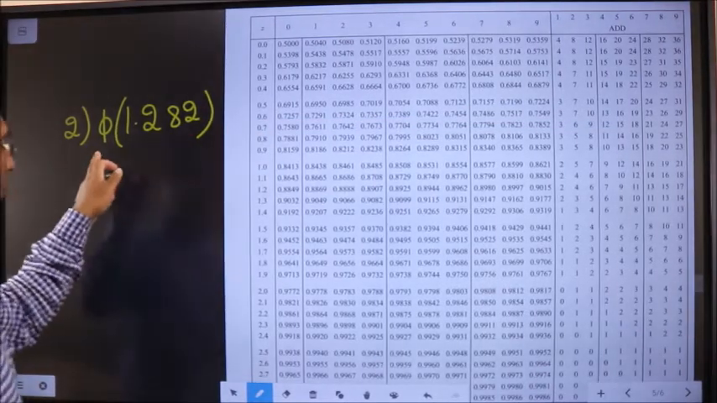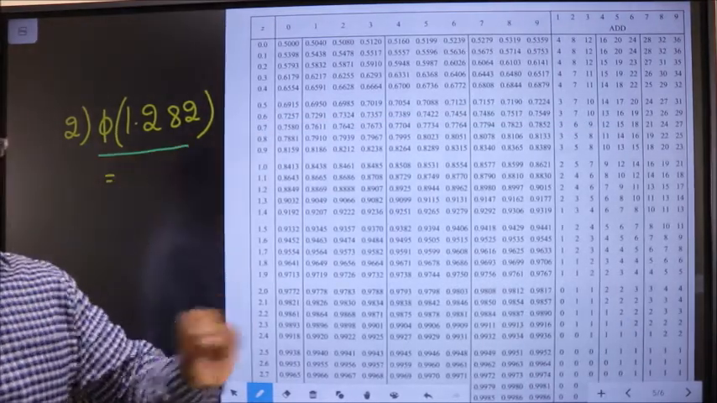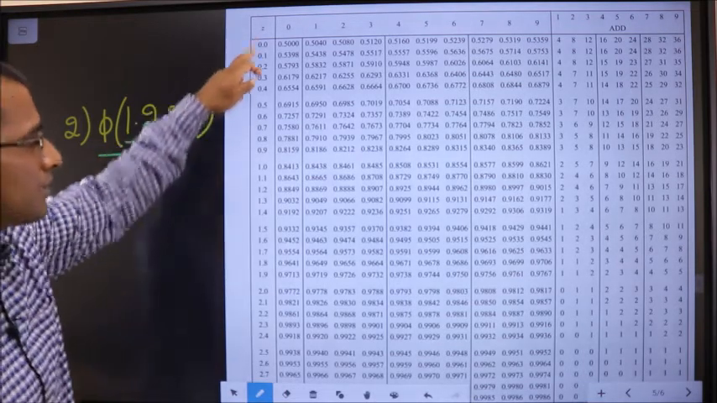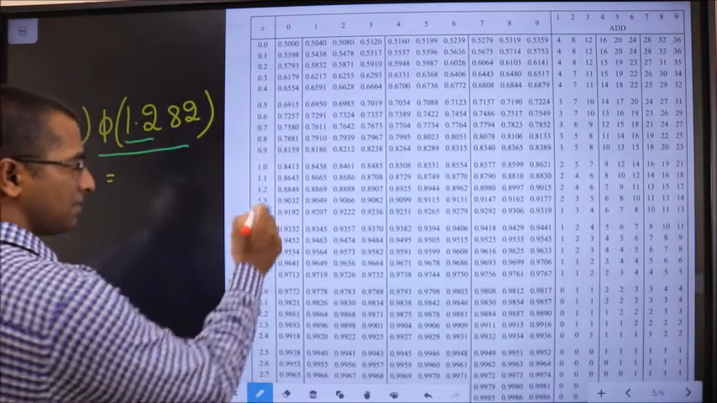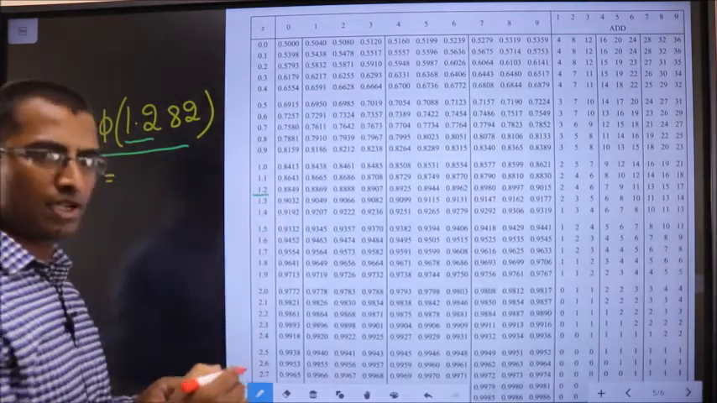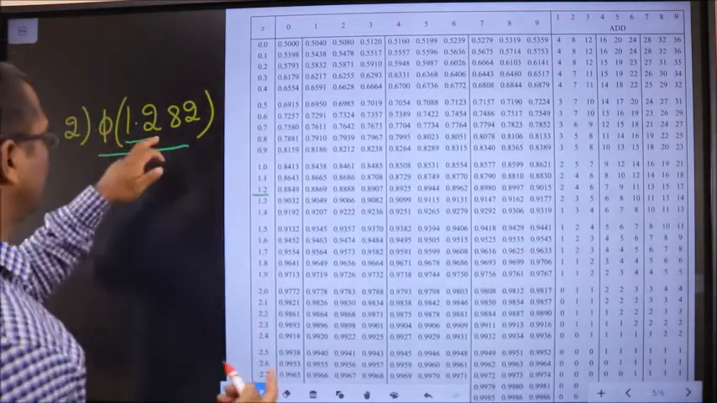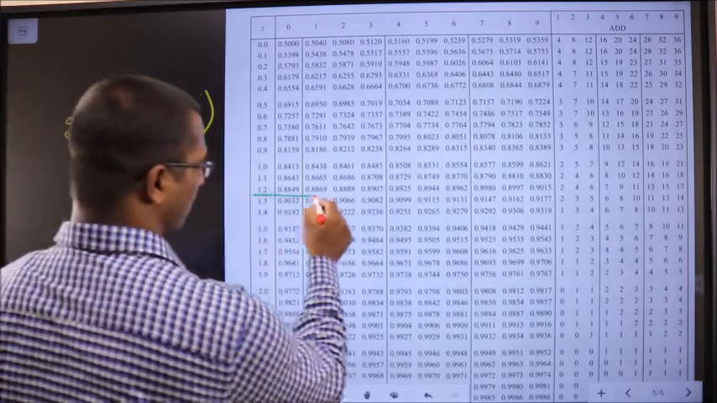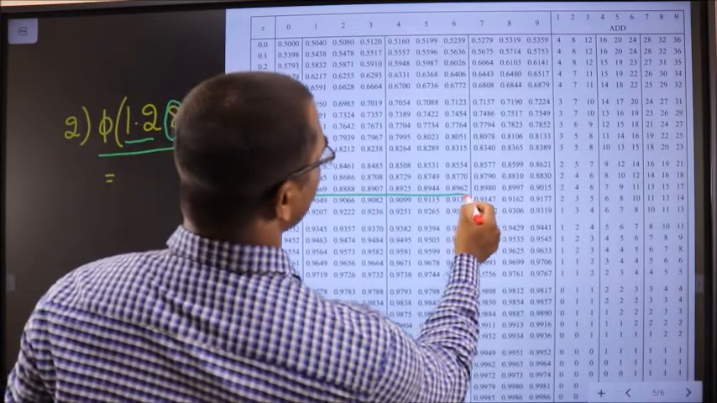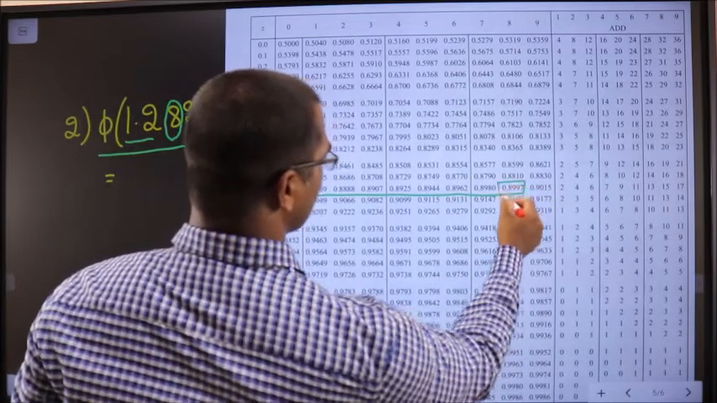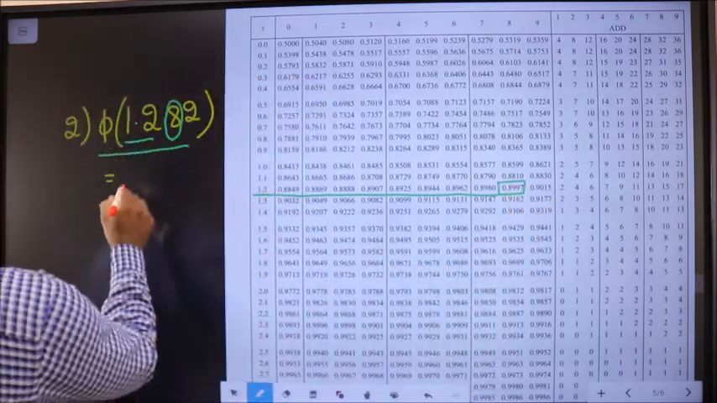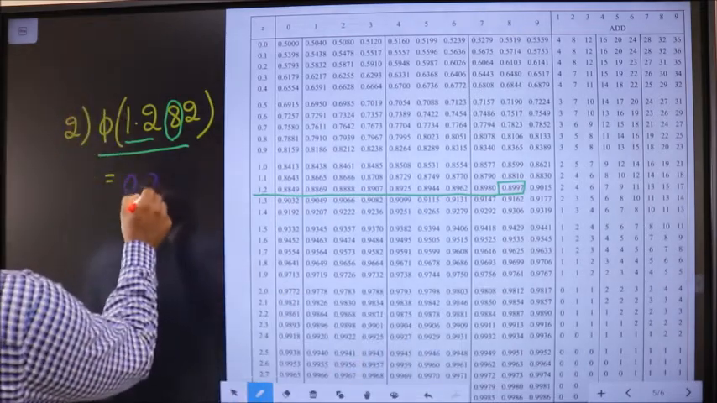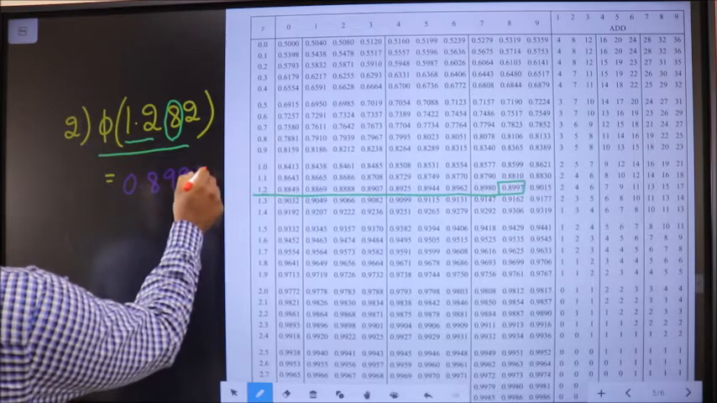If I want to find out phi of 1.282, how? Look at 1.2 on this column, which is present over here. Clear? Now the next number is 8. So in the same row, you go to 8. You have this number, that is 0.8997.